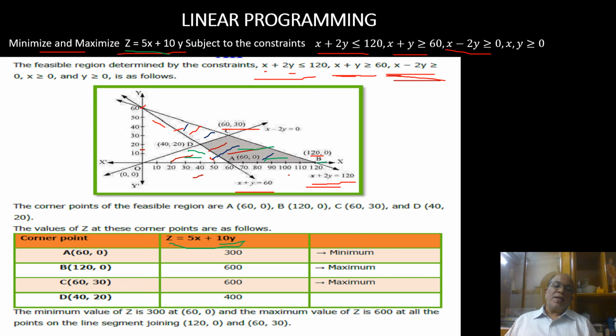Now we can see that the minimum value of Z is 300 at point 60, 0, and the maximum value of Z is 600 at 2 points. Which are these 2 points? That is 120, 0 and 60, 30. Understood? Thank you.